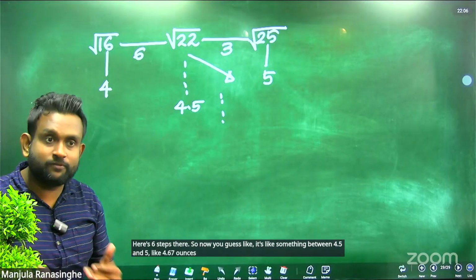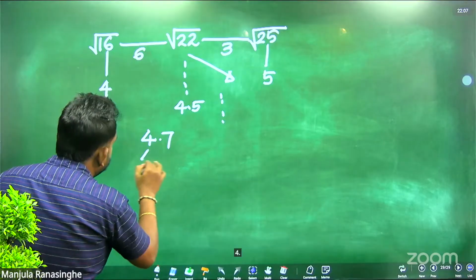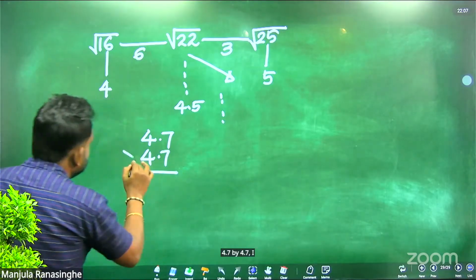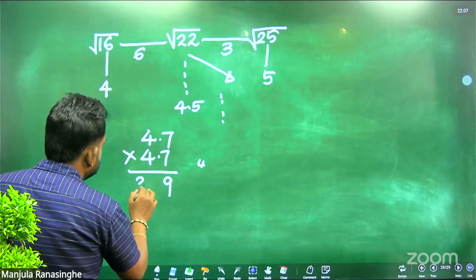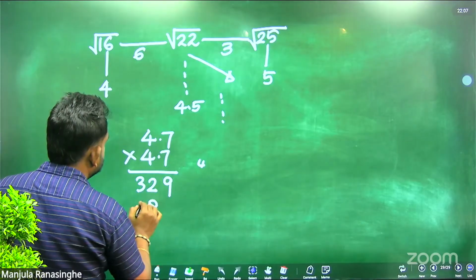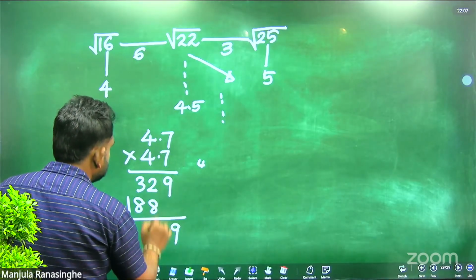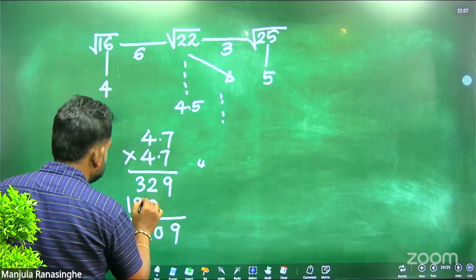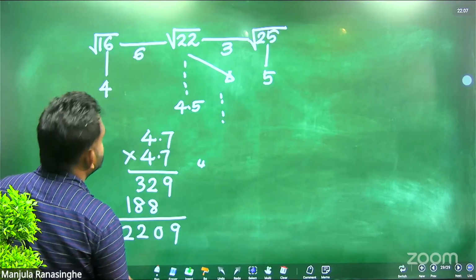So I first check with 4.7. I multiply 4.7 by 4.7, which gives 22.09.